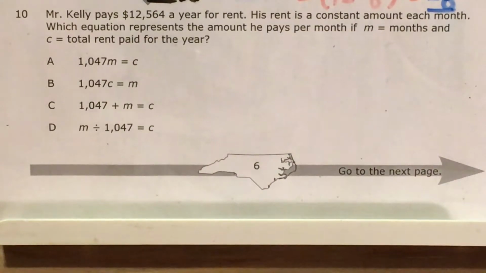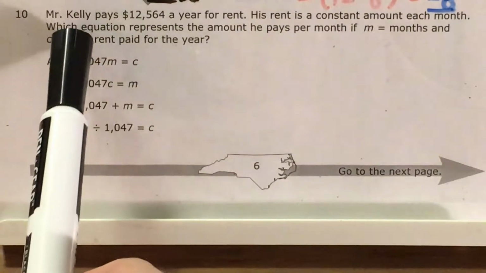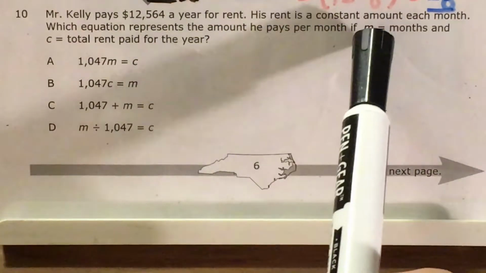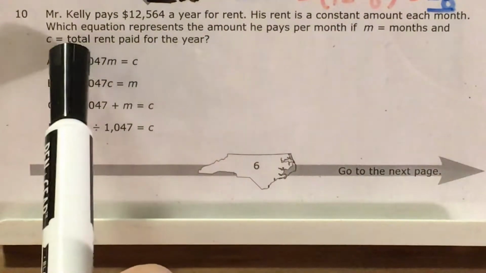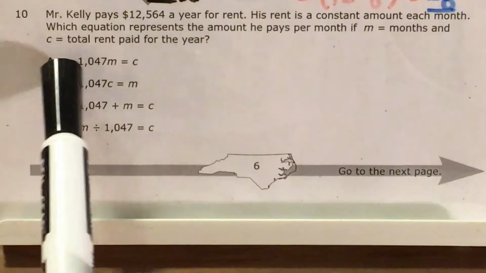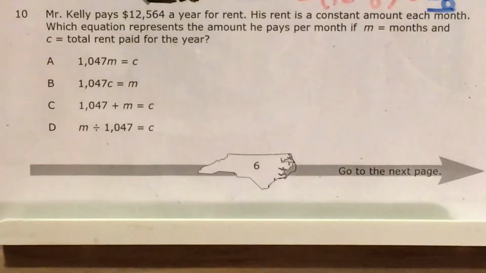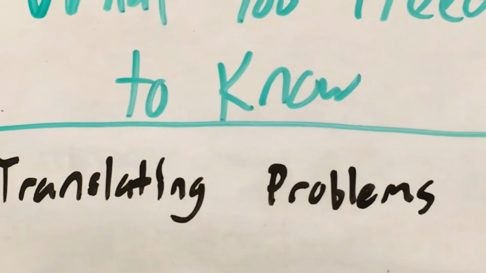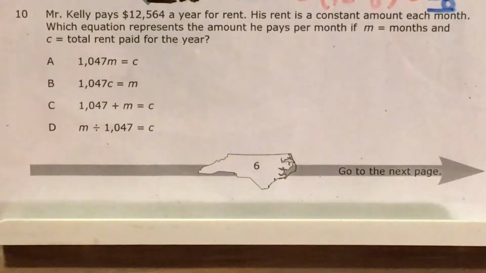This is Mr. W. Today we're going to tackle question 10 in the 7th grade math questions that North Carolina released this past school year. The question tells us that Mr. Kelly pays this much money a year for rent, and his rent is a constant amount each month, and we're trying to find the equation that represents the amount he pays per month if M equals months and C equals total rent paid for the year. So the big skill that this question is testing is how to translate a problem. And I will be doing a little bit of multiplication at the very end of this.